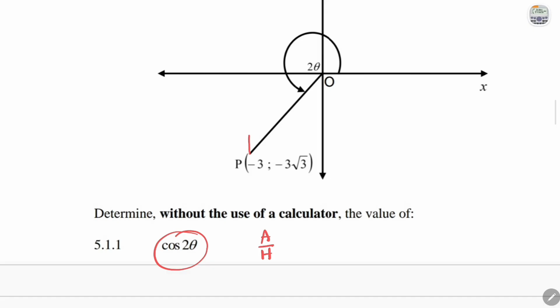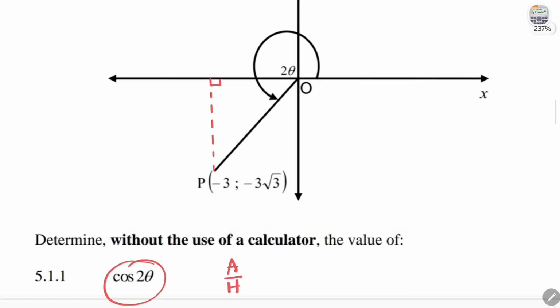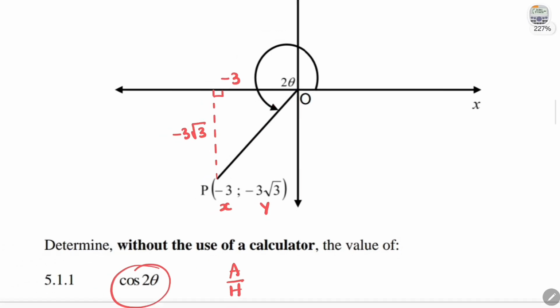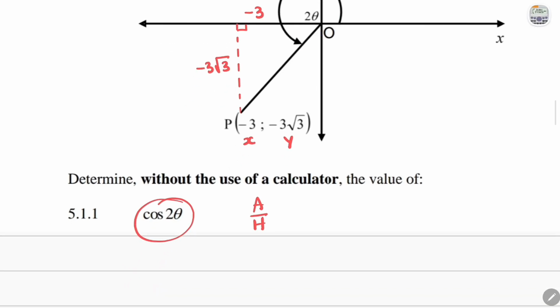So we're going to go ahead and draw this line up to the x-axis. And then remember that it is perpendicular to the x-axis. And we can see that this is our x value of negative 3. So it means that from the center you went 0 and then you went 3 units to the left. So that is the x value, negative 3. And then the y value is negative 3 root 3. So you went down by 3 root 3 units. And so that is our y value. Okay, so we clearly have to just find that hypotenuse, OP.